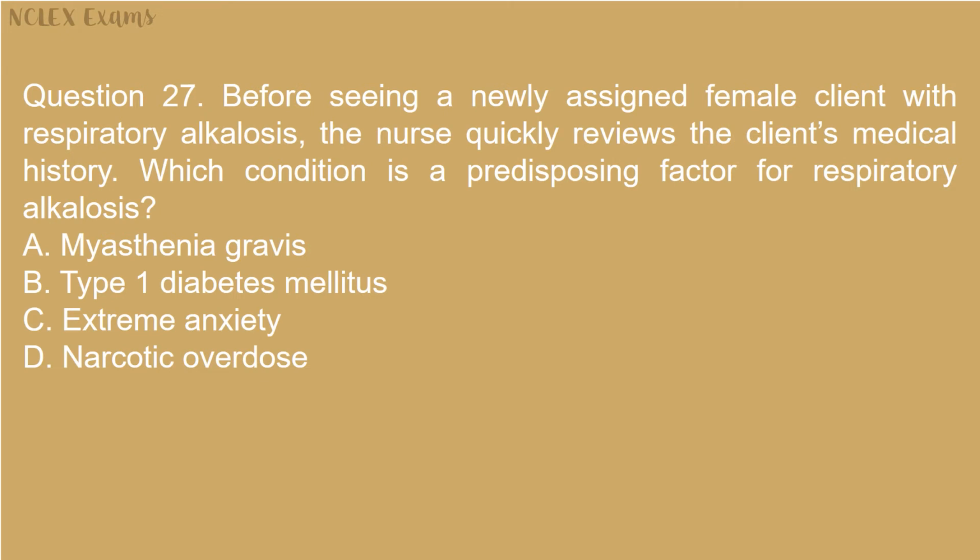Question 27. Before seeing a newly assigned female client with respiratory alkalosis, the nurse quickly reviews the client's medical history. Which condition is a predisposing factor for respiratory alkalosis? A. Myasthenia gravis. B. Type 1 diabetes mellitus. C. Extreme anxiety. D. Narcotic overdose.